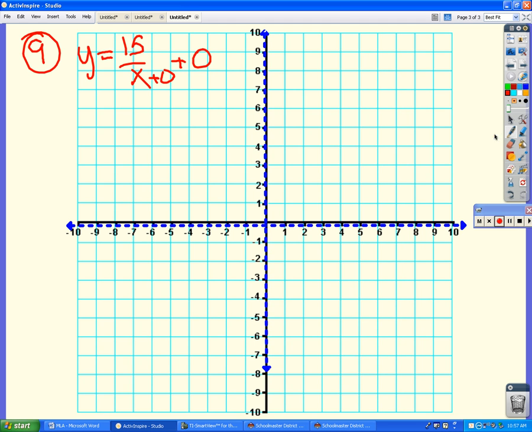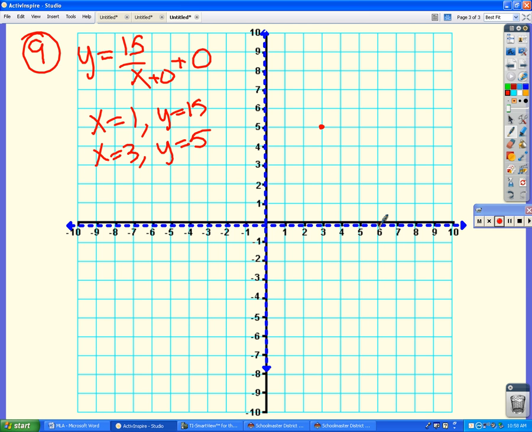So it's the same, except what I wanted to talk to you guys about in the first place is that 15 changes things, and I want to know how. Once again, I'm going to pick an x. 1. If x is 1, this time y is 15. So that point is going to be way up here. That's kind of hurtful, I don't want to do that. It's too far away. So 3 is a good one because 3 goes into 15 evenly. If x is 3, y is 5.